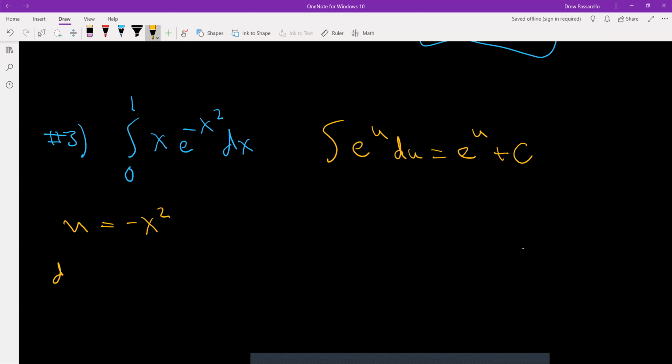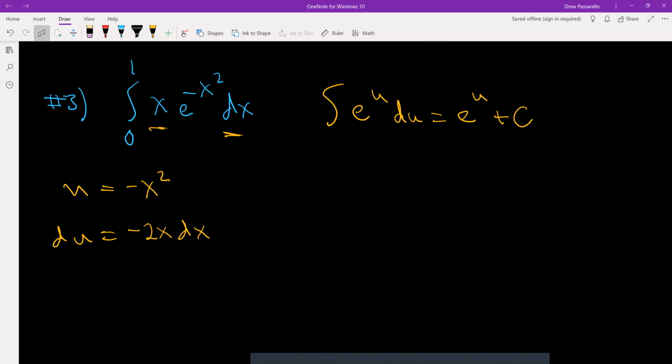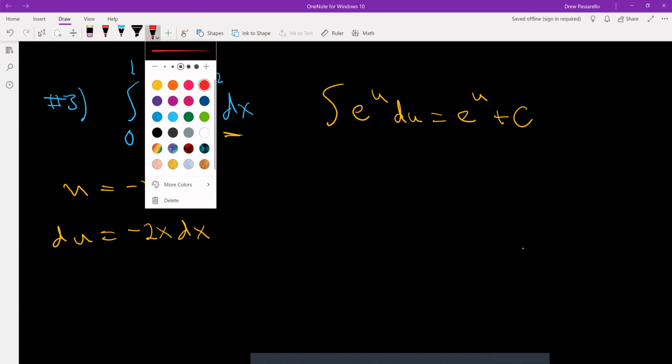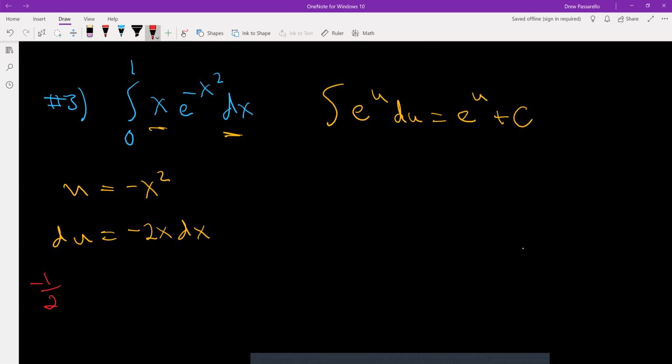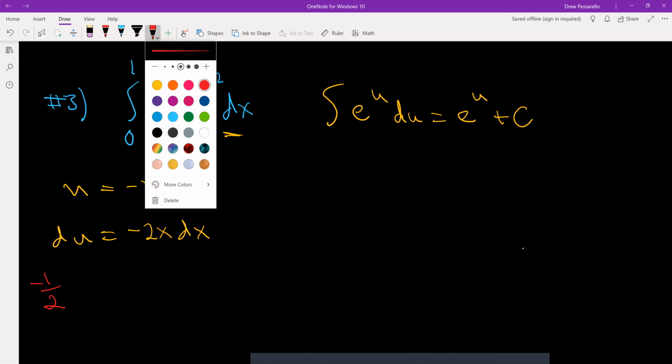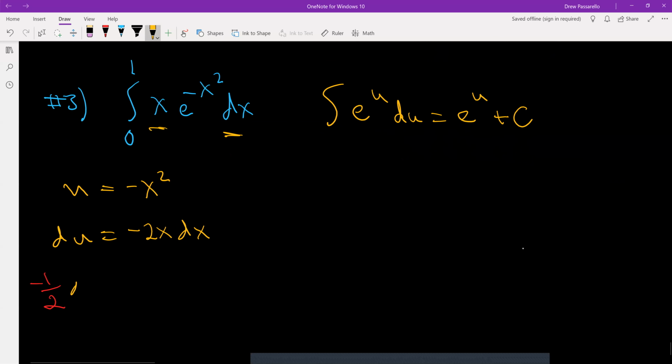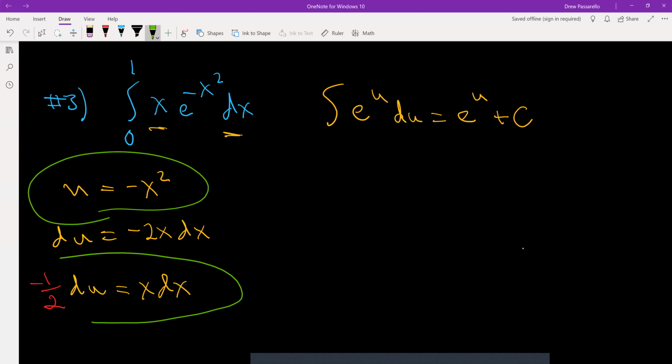Now du is negative 2x dx. So in the integral, I have x dx. So I need to multiply both sides by negative 1/2. So negative 1/2 du equal to x dx. Okay, so that's what I'll use for u, and this is what I use for du.